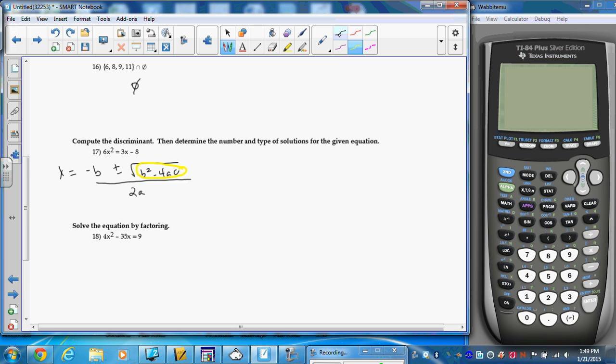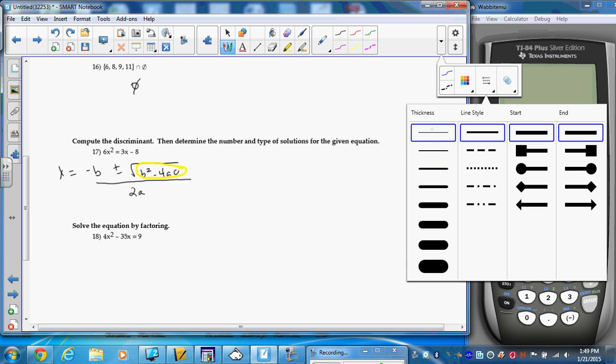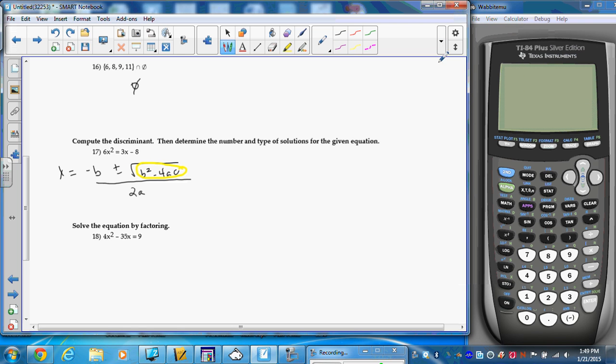And the reason the discriminant is so important is because you can tell what kind of answers you're going to get, and you can also tell how many answers you're going to get. So frequently you're asked, what is the discriminant? So you need to put this in standard form or set it equal to 0. So 6x squared minus 3x plus 8 equals 0 is the form that we're going to need. And a is equal to 6, b is equal to negative 3, and c is equal to 8.